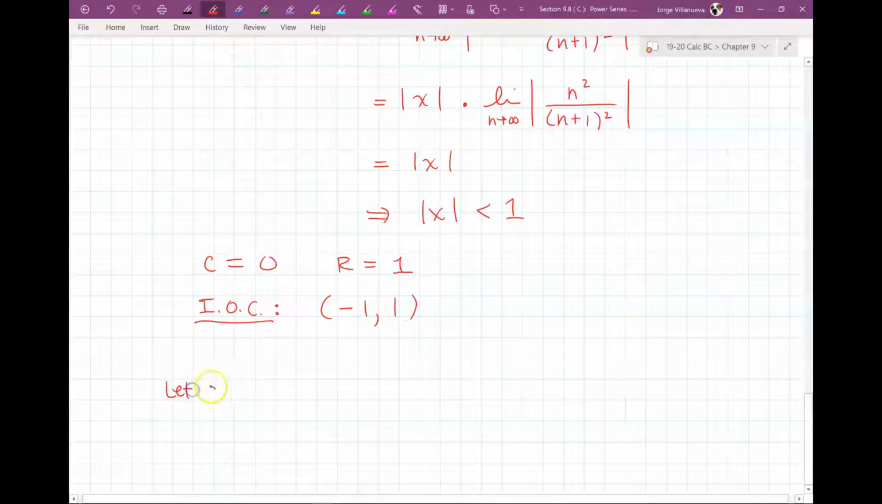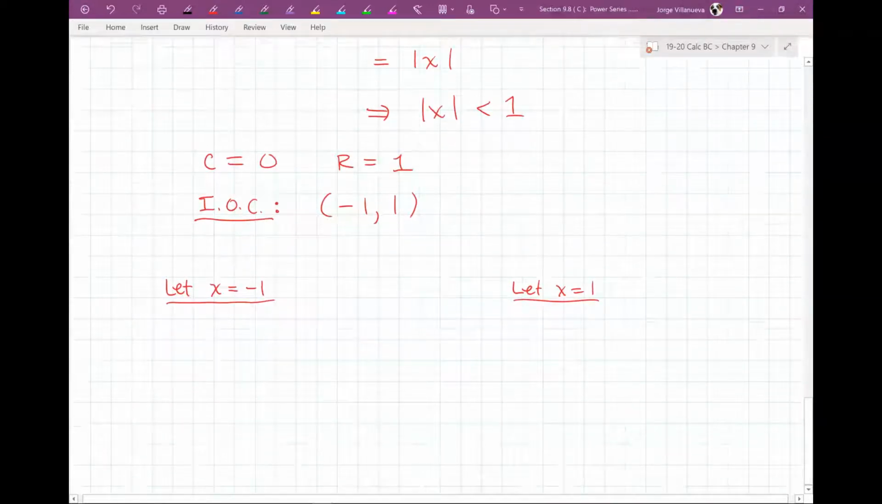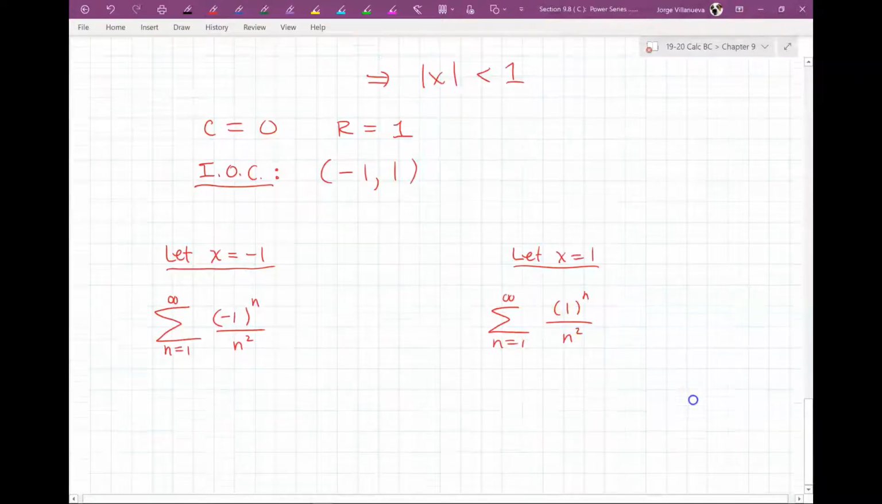Okay, so let's find endpoint convergence. We're going to let x equal -1, and we'll let x equal 1. Hopefully we don't waste our time doing this. So here we go. The sum as n goes from 1 to infinity of x to the n over n squared. So -1 to the n over n squared. And then the other one, n goes from 1 to infinity of 1 to the n over n squared. Now the left side's kind of easy, right?